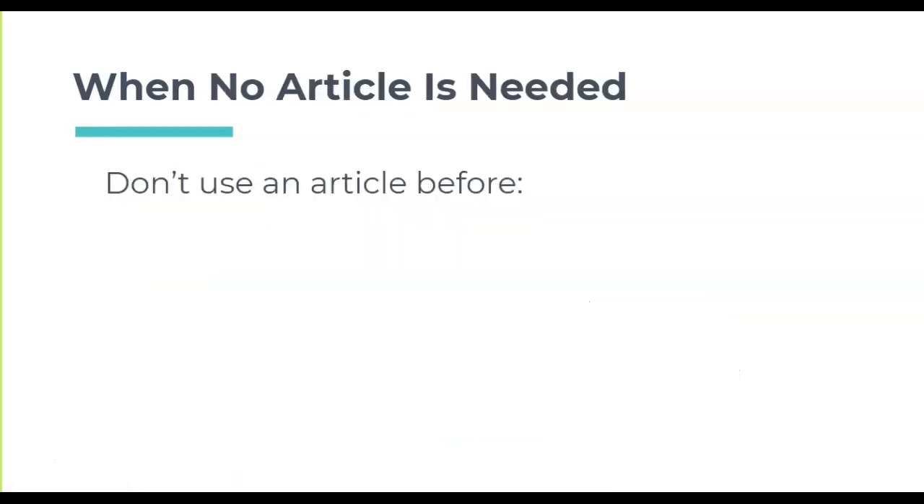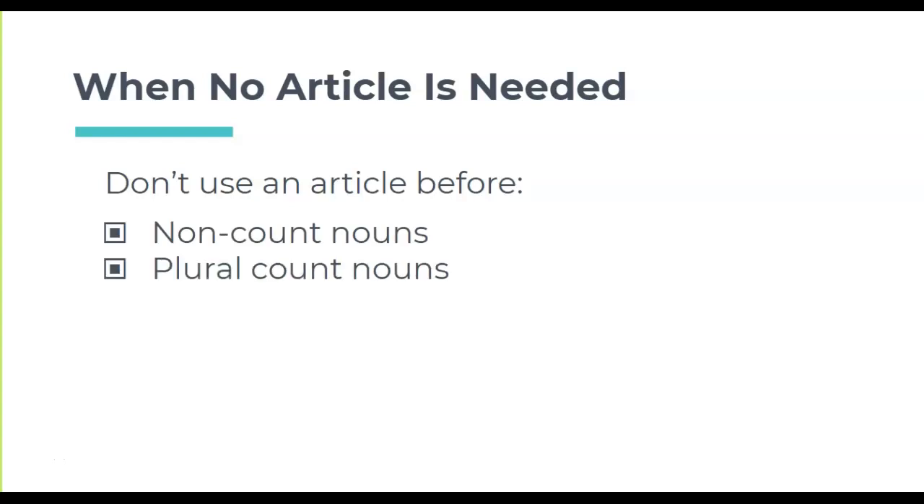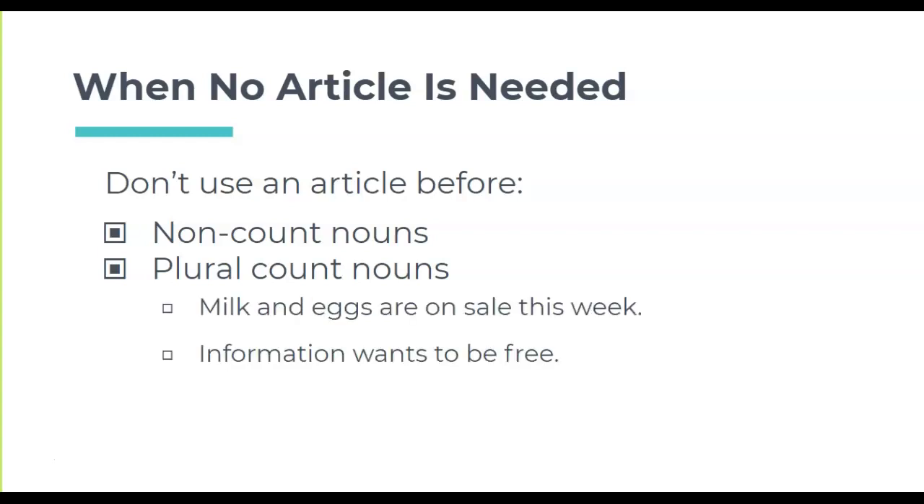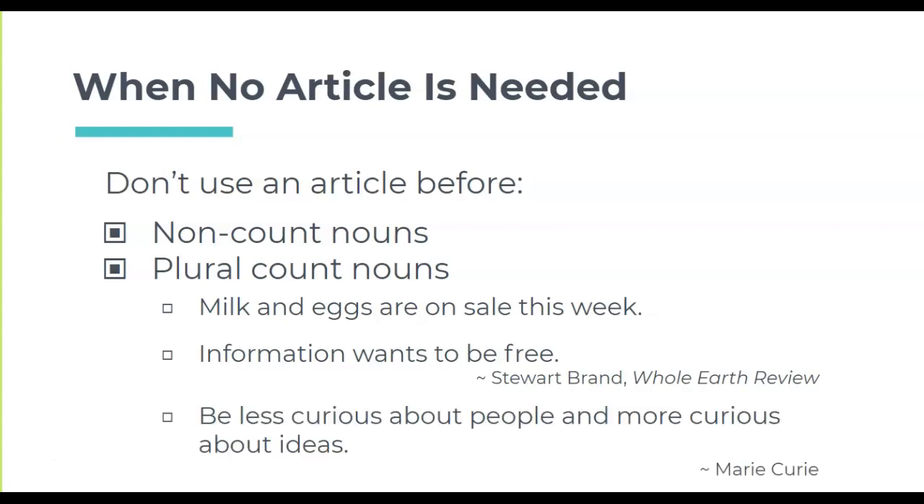No article is needed before non-count nouns such as salt, imagination, happiness, and plural count nouns like ideas or puppies when they refer to something in general. Milk and eggs are on sale this week. Information wants to be free. Be less curious about people and more curious about ideas. Information and ideas refer to information and ideas in general, not a specific kind of information or specific ideas.